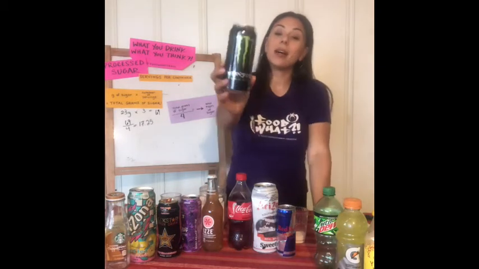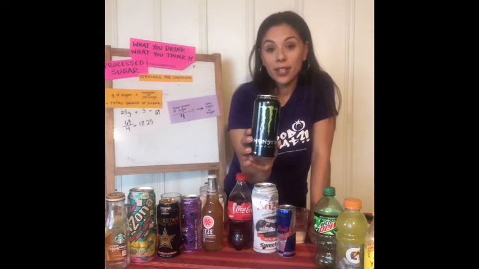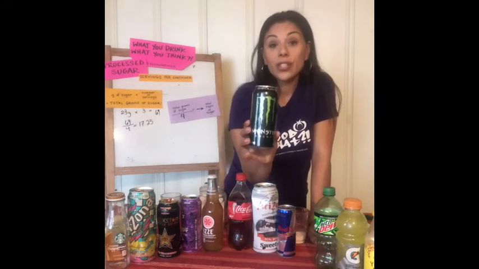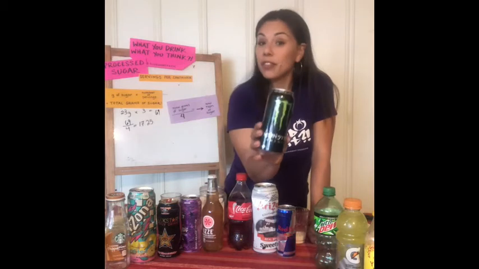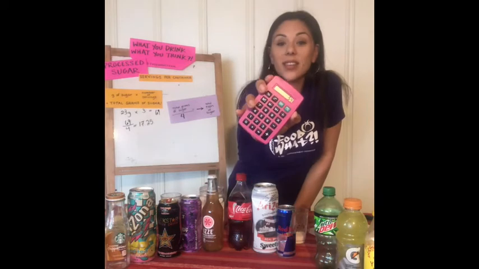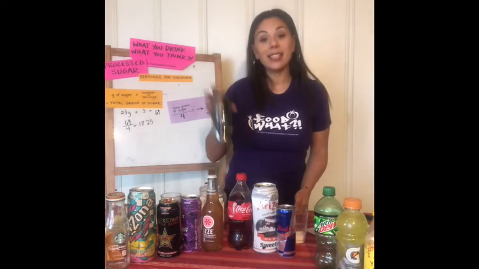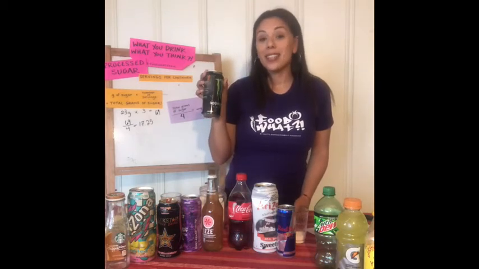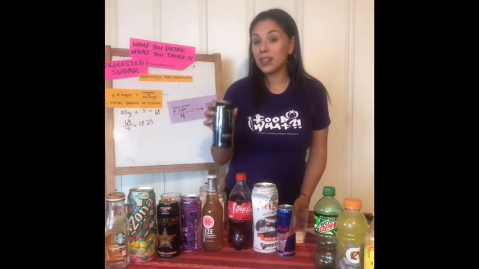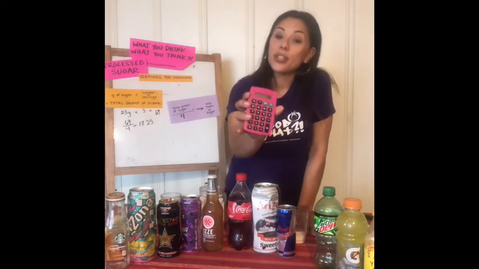So you try at home. We're gonna take the example of a Monster. This Monster has 27 grams of sugar per serving size. It has 2 servings per container. Can you figure out how many total grams? You got it, 54. 54 grams of sugar in this entire Monster. Now, how many teaspoons does it have? What you have to do is divide 54 divided by 4 to get your total amount.